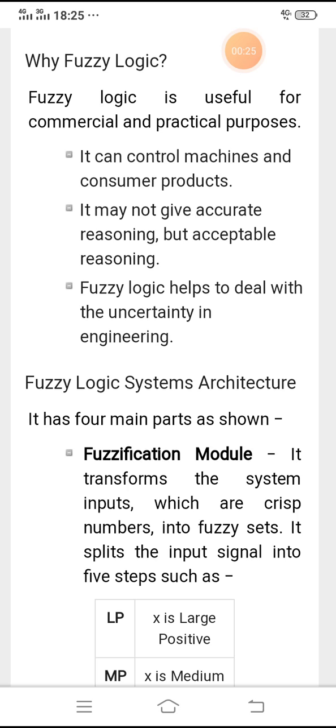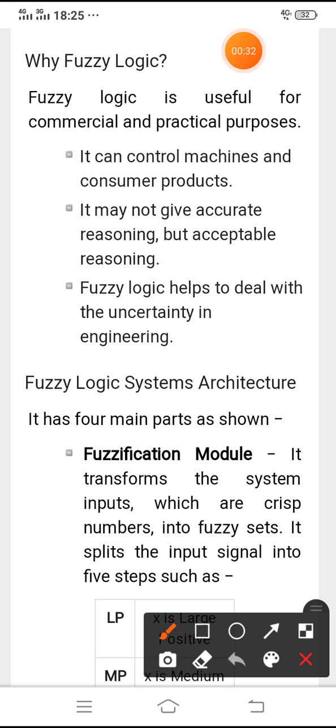Why is fuzzy logic used? Fuzzy logic is very useful for commercial and practical purposes. It can control machines and consumer products. It may not give accurate reasoning, but it gives acceptable reasoning.